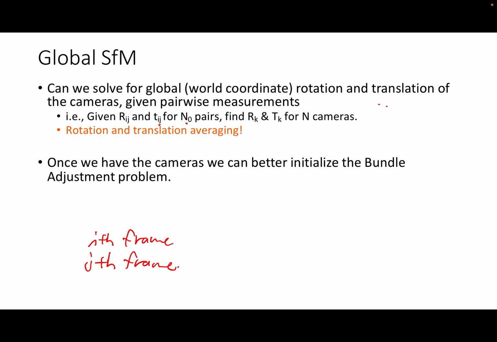There we can get rotation and translation between two cameras using epipolar geometry. That is Rij and Tij, right? We can do all these things with epipolar geometry for every pair. But all we have is just a relative rotation and translation between two frames. What we want is global, world coordinate rotation and translation, not relative rotation and translation between frames.